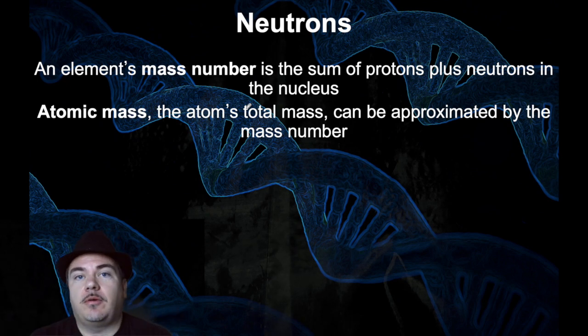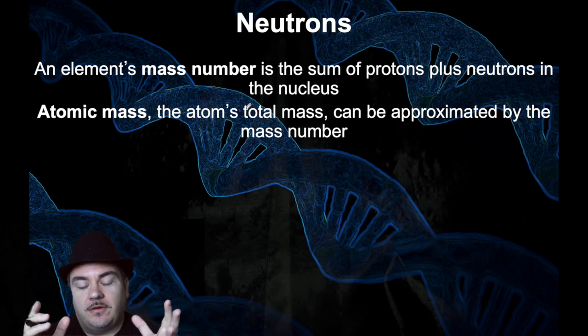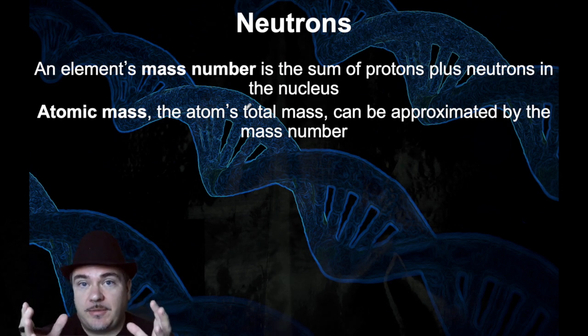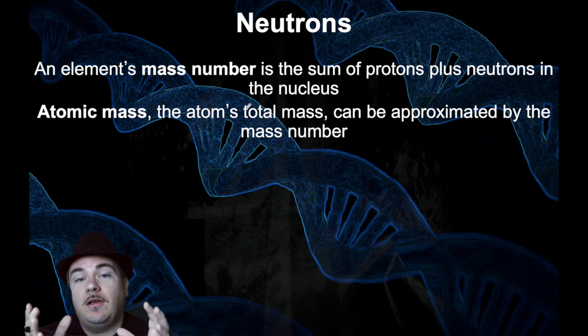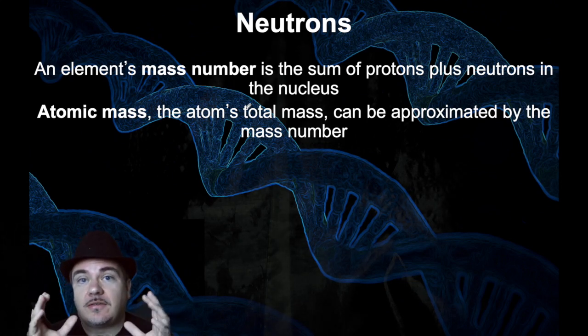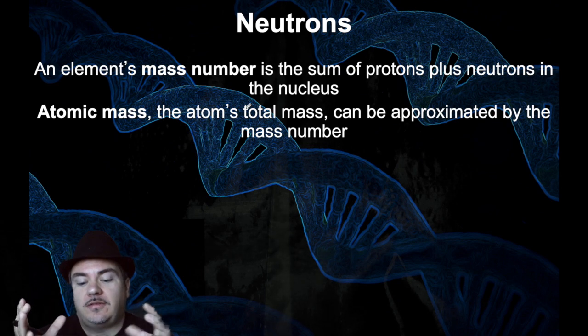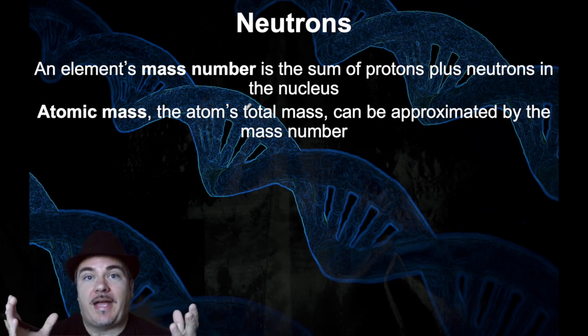Now, next subatomic particle, neutrons. Why are neutrons important? Well, first, atoms have an atomic number. That's the number of protons it has. It also has a mass. So an element's mass number is the sum of protons plus neutrons added together in the nucleus. The atomic mass is the atom's total mass, and it can be approximated by the mass number.